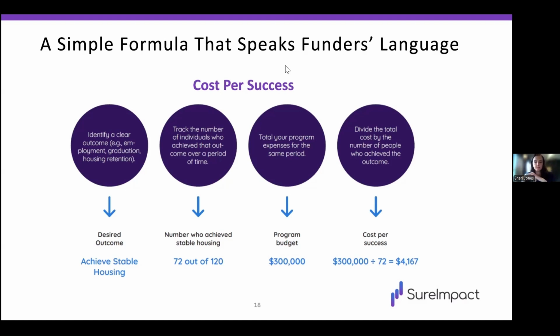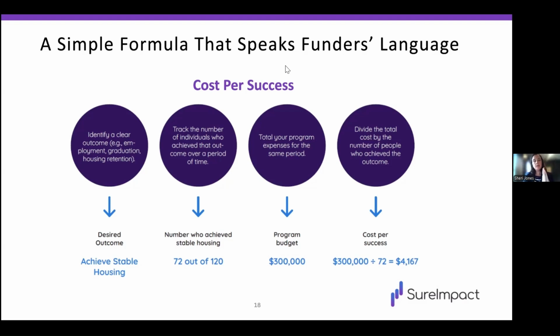per success. And then the next thing we need to do is divide the program cost by the number of successful clients. So this is the key factor that I want us all to walk away from. It is not the number of services or the number of people served, because our funders want to buy success, right? If you do cost per service, that's back to that counting hamburgers model.